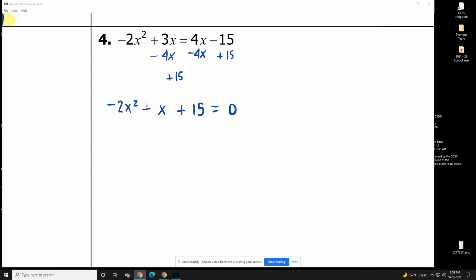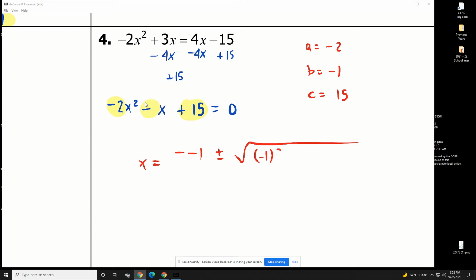So first of all, let's label all of our values. What is a? Well, a is negative 2. What's b? b is negative 1. And what's c? What's my constant? It's positive 15. So here we go. Ready? X equals negative b plus or minus the square root of b squared minus 4 times a times c, and all of this is divided by 2 times a.